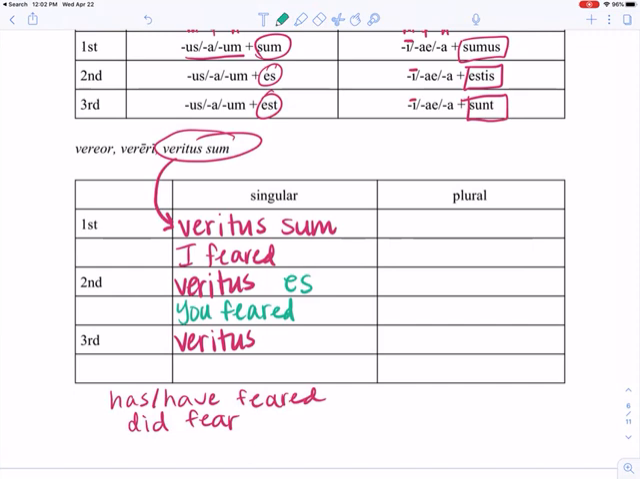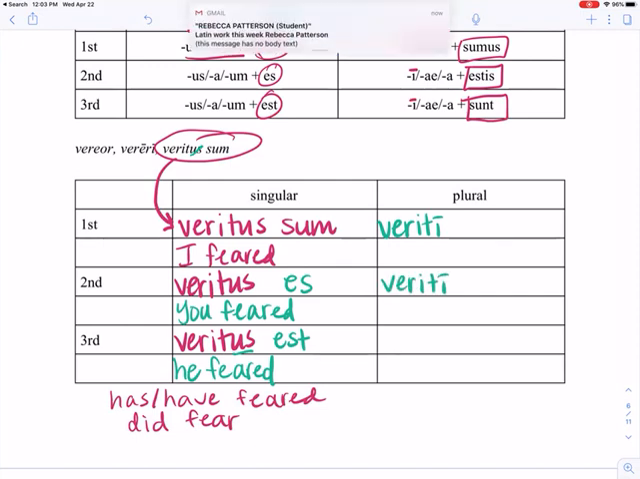For third singular we're going to have est. Now remember I said that us is masculine. Normally we would put he, she, or it, but we can't here because this is specifically masculine, so we're going to use he. So he feared. Over on the plural side, remember we have to make veritus plural as well. So we're dropping the us, and we're going to add that i with a macron to make it masculine and plural.